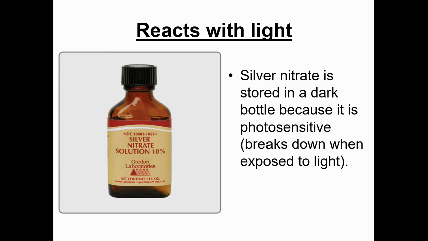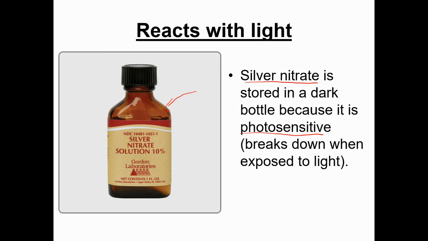And here we have an example of something that is sensitive to or reacts with light. So silver nitrate, if you used that in grade 10 for some labs, you would have noticed that your teacher brought it out in a container that was dark. And the reason for that is because when silver nitrate is exposed to light, we say it's photosensitive. It will break down quite quickly.